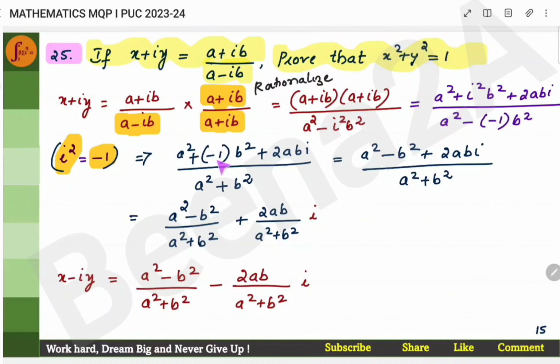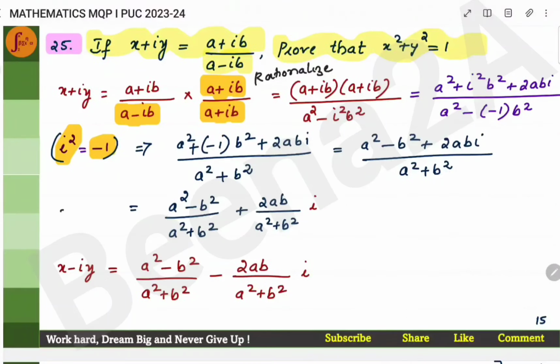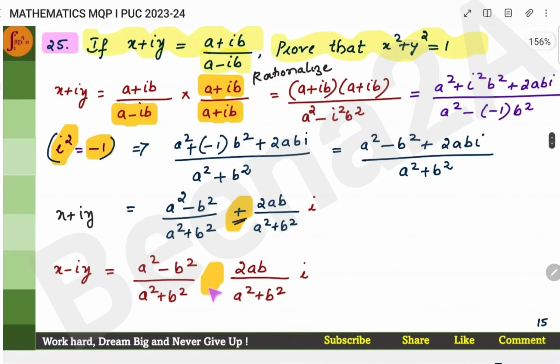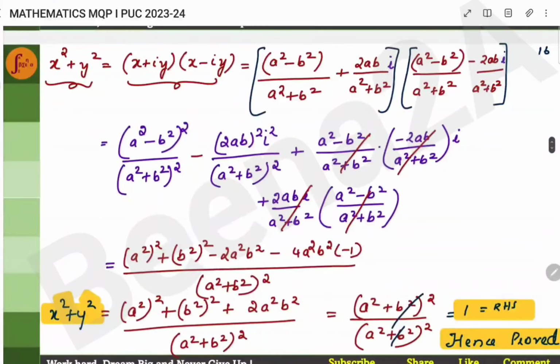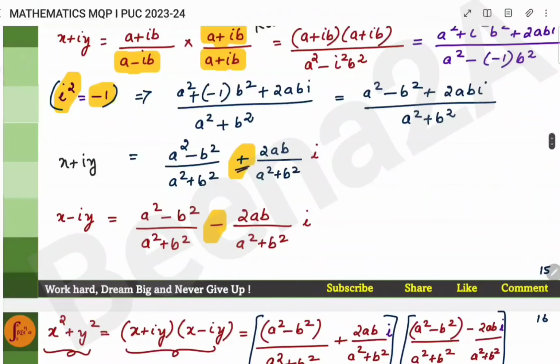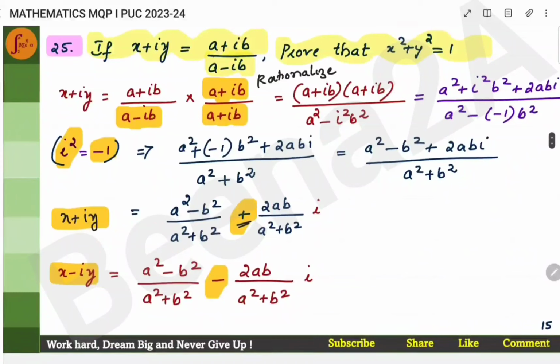I square is minus 1 everywhere, and then you'll get x plus iy, right? This is the expression for x plus iy. Similarly, what is x minus iy? So in the center here you have plus, just replace it with minus. So you get x minus iy, right? Now you multiply this one with this one, right? Then that's when you'll get x square and y square. See, you have to get x square and y square to prove, right? So you multiply these two, you'll get x square and y square.